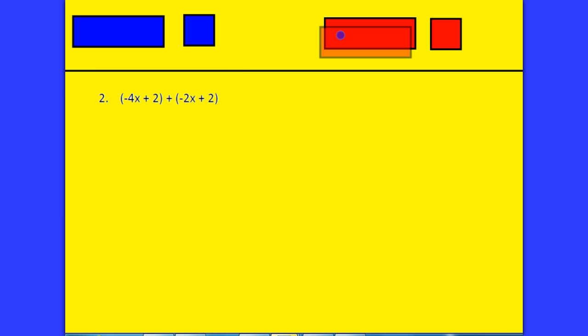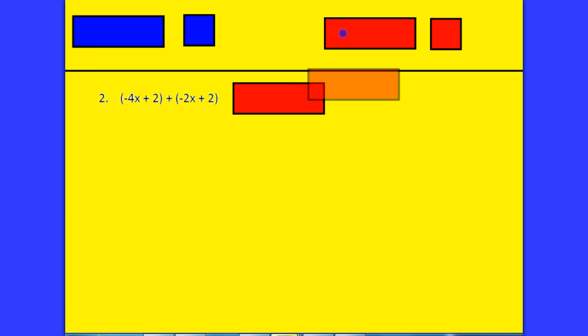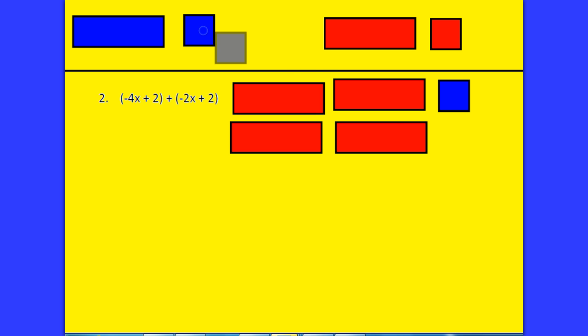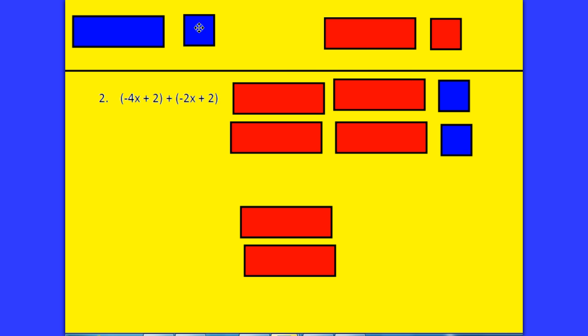Yes, I want you to do that. Negative 4x would be negative 1, negative 2, negative 3, negative 4. And x plus 2 would be this, plus 1, plus 2. So that's the first expression. And then the second one, it says plus, so we're going to add negative 2x plus 2. Looks like this.